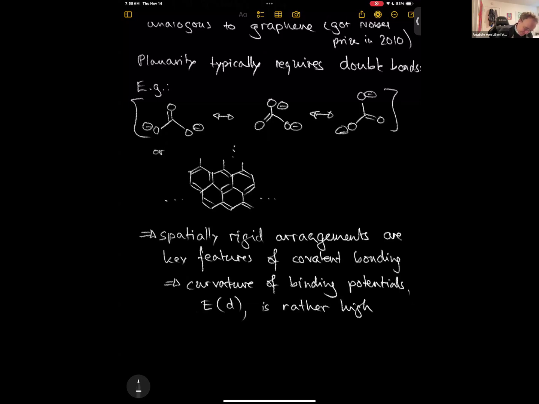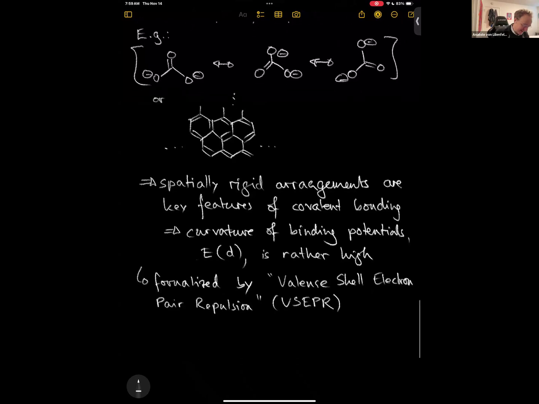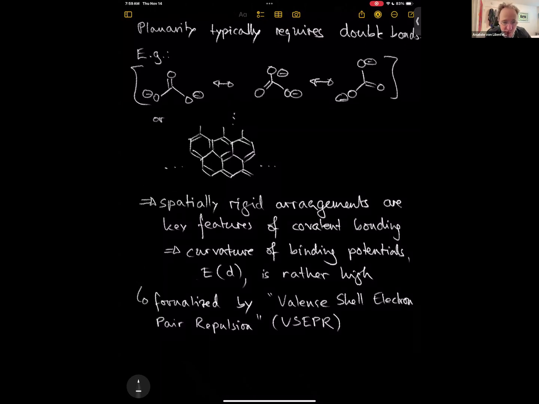This has been formalized by what is known as the so-called valence shell electron pair repulsion, typically abbreviated as VSEPR, which specifies some rules that I would like to tell you about maybe after the break.